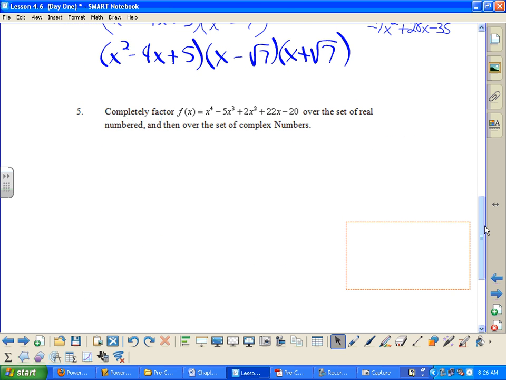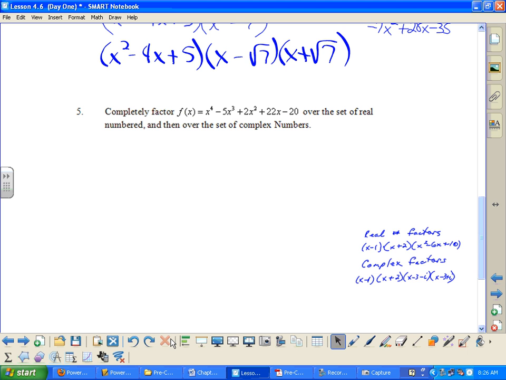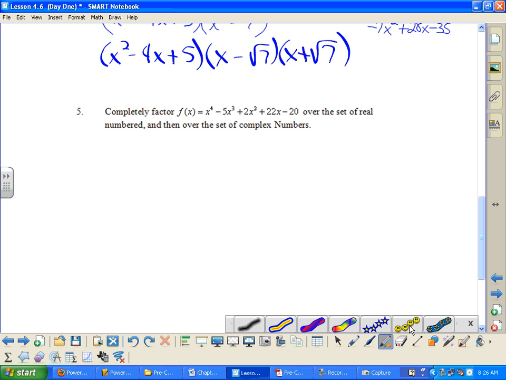And number 5. You want me to do this one completely? All right, so let's go and do that one. Okay, so the first thing we want to do in this problem is graph it.